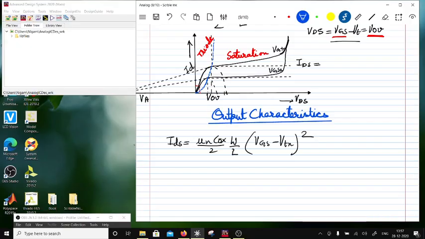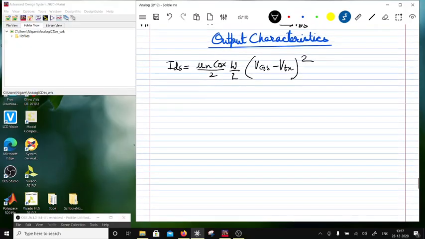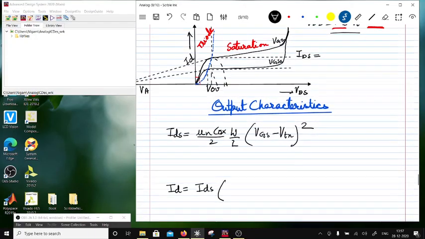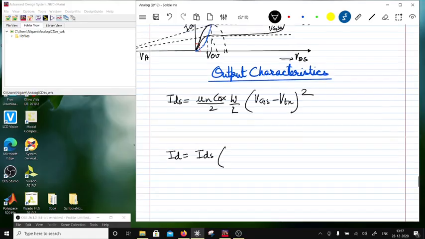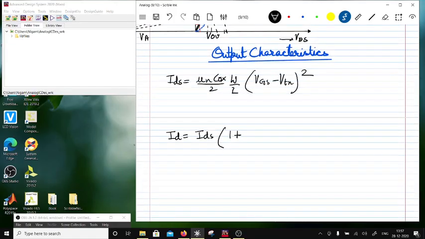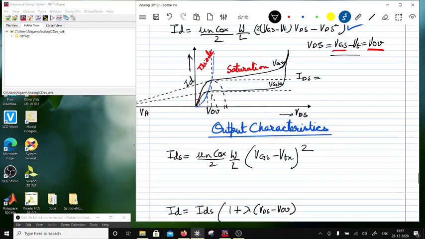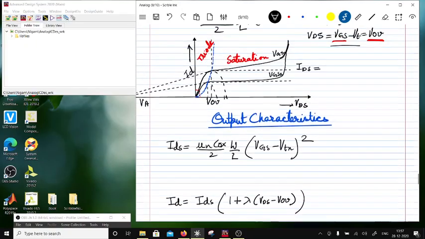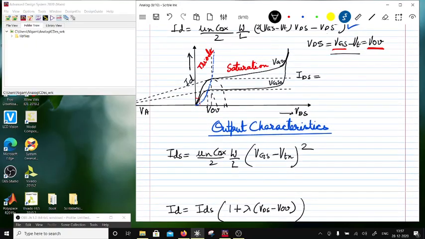Now beyond this, what's going to happen? Beyond this, ID would be equal to IDS times, if there's going to be a slope involved, 1 plus lambda times VDS minus V overdrive. So if lambda is the slope, then slope times VDS minus V overdrive. So what will be VDS minus V overdrive?